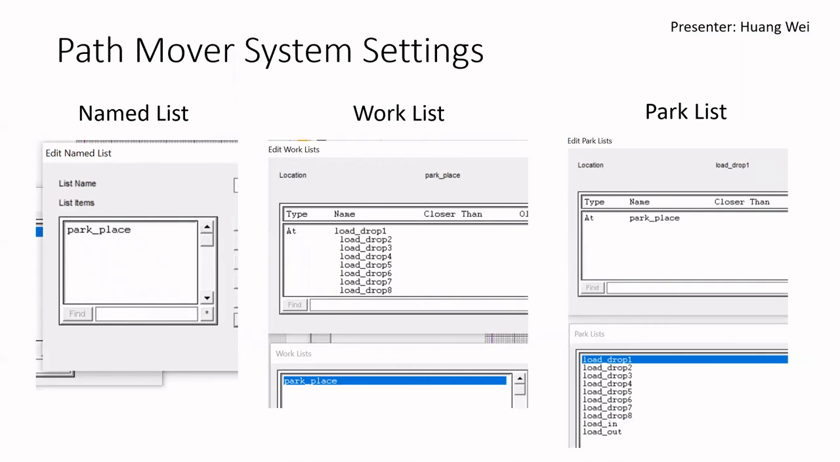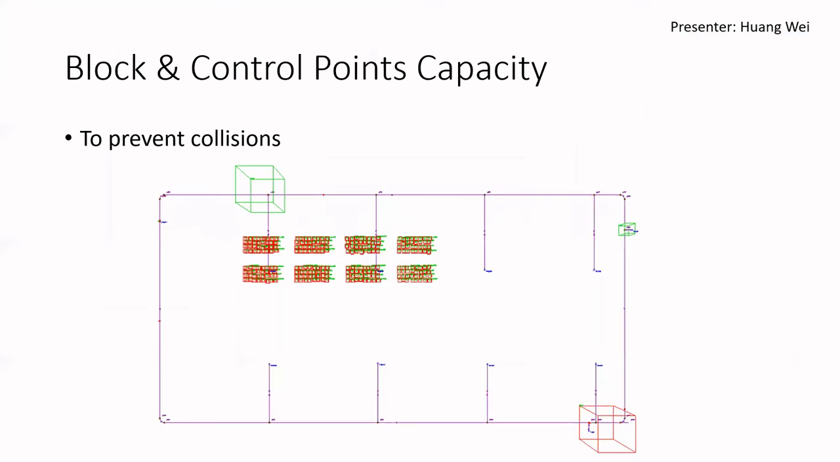For the name list, park place is the only place the AGVs start moving. For work list, as AGVs always return to park place after completing their job, only park place needs to be set to all other points on its work list. For park list, all other control points set park place as their parking point.